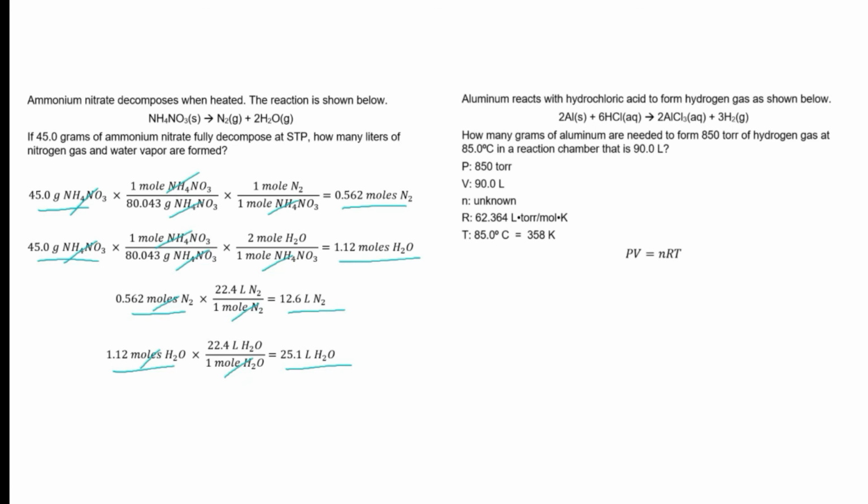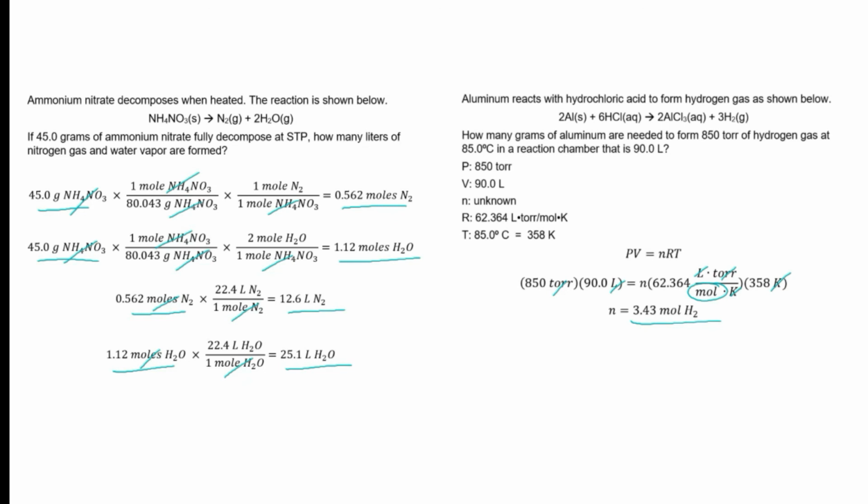So let's plug what we know into the ideal gas law. Okay, here is our pressure and volume. We have our R and our temperature. Let's cancel out our units. Okay, torr and liters and Kelvin. So we will get moles out. So we have 343 moles of hydrogen.